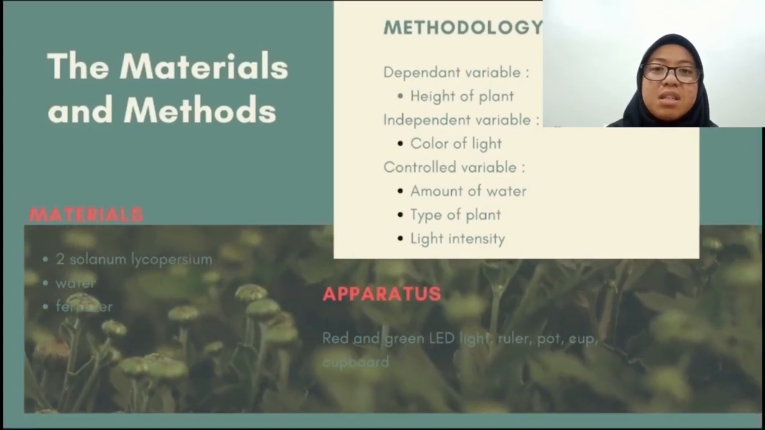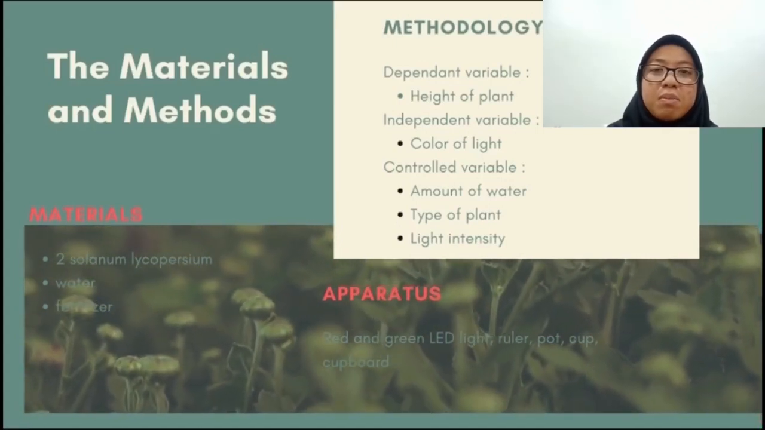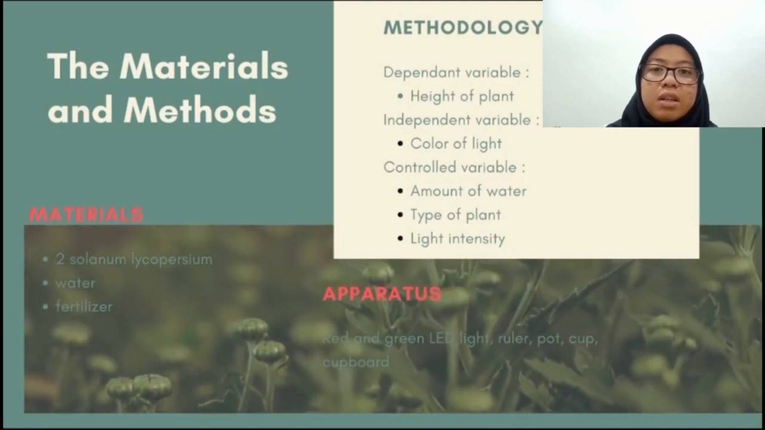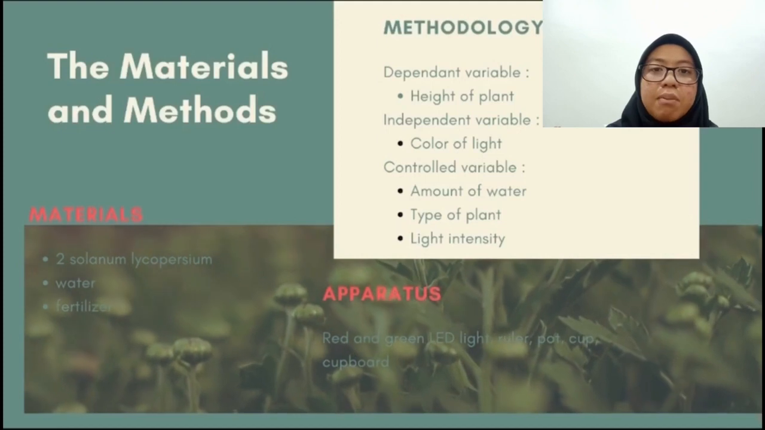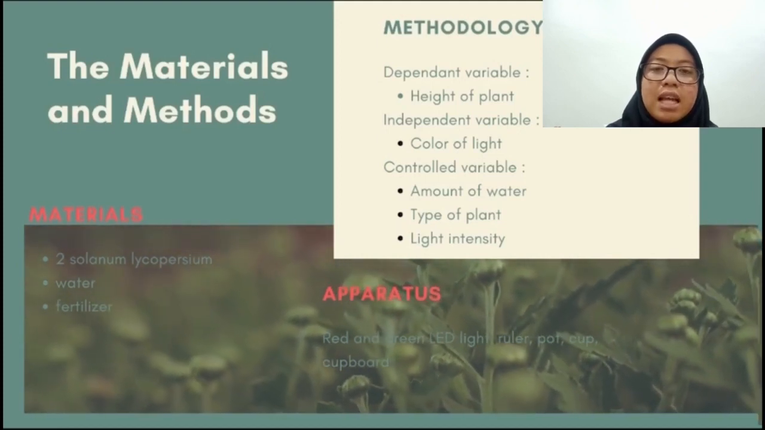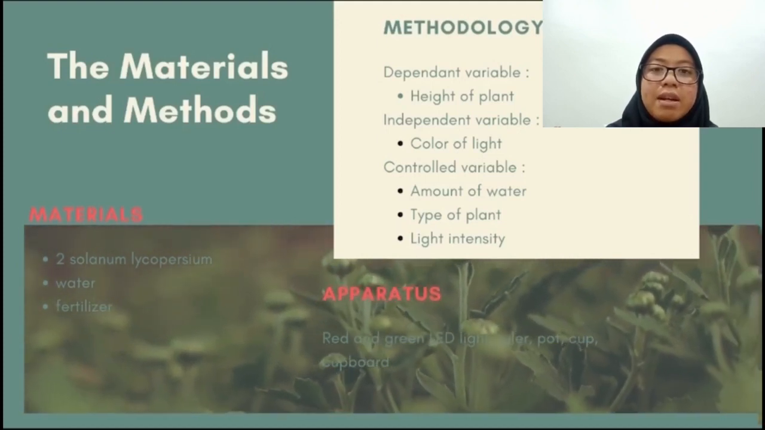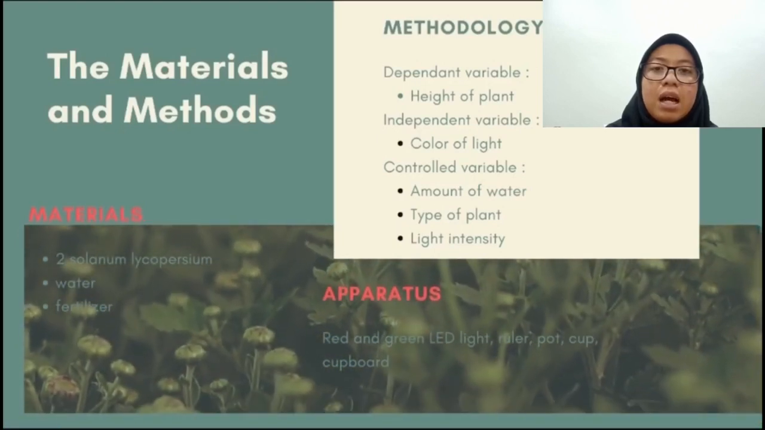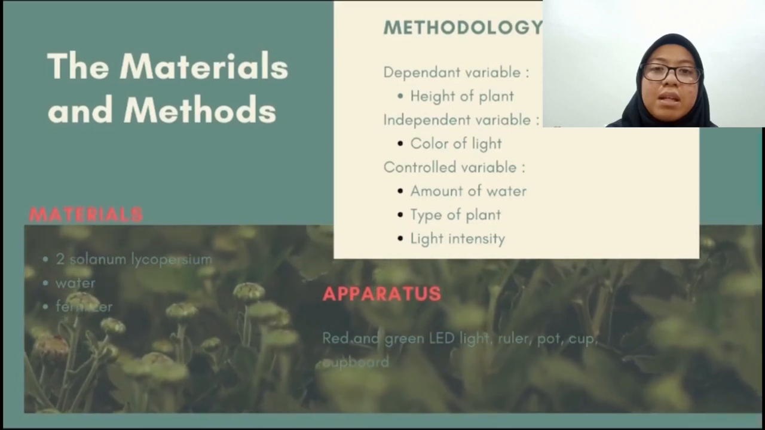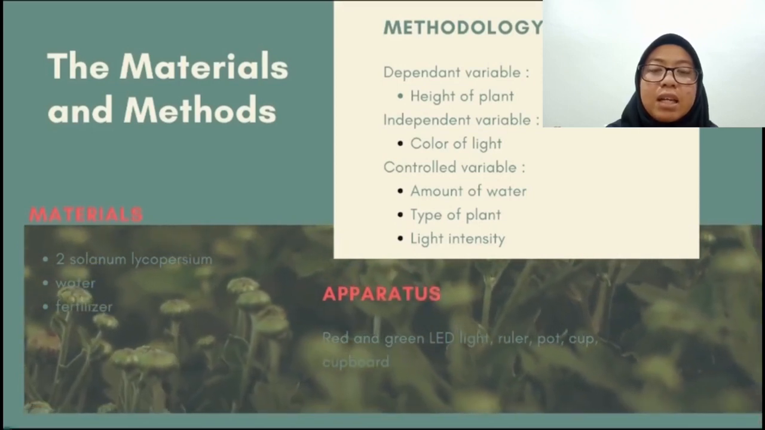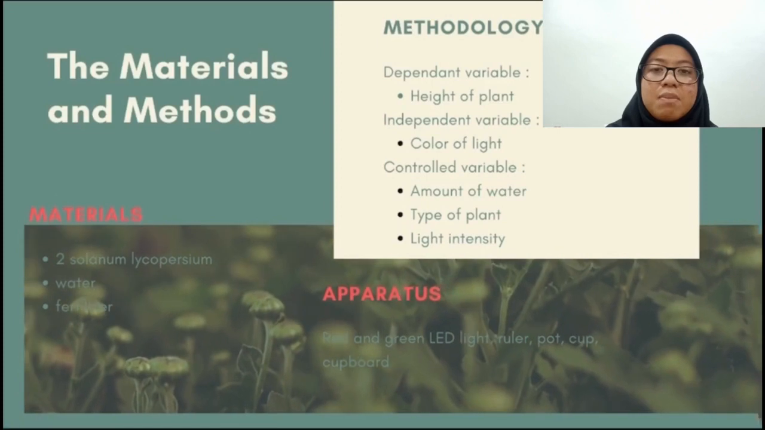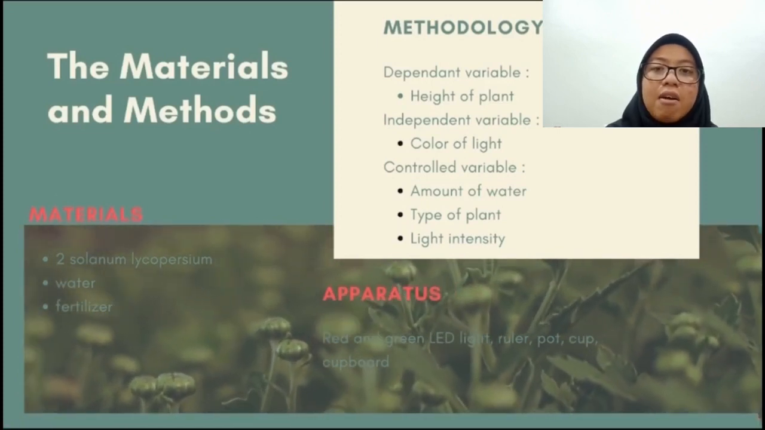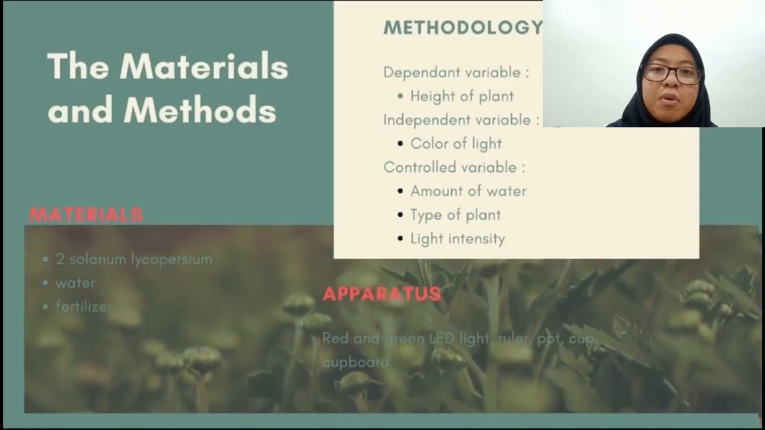The materials used in the experiment are Solanum lycopersicum, water and fertilizer. The apparatus used are red and green LED light, cup, cardboard, pot and ruler. Next, the method. The independent variable is the color of light and the dependent variable is the height of the plant, which is affected by the use of different colors of light. The control variables in this experiment are amount of water, light intensity, and type of plant, to make sure the plants grow in a fair condition.